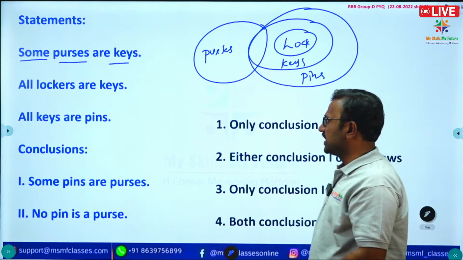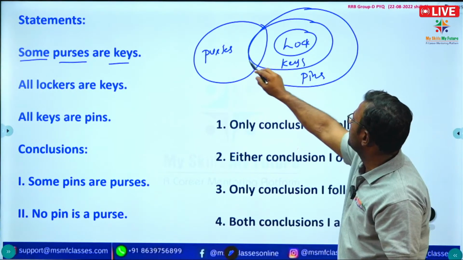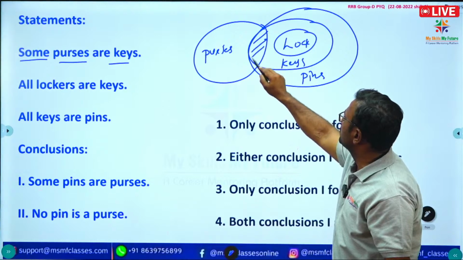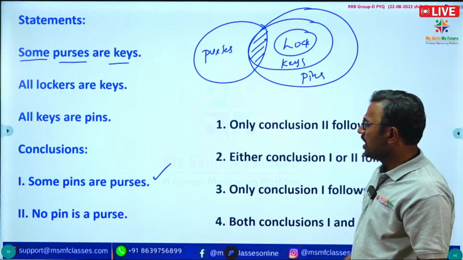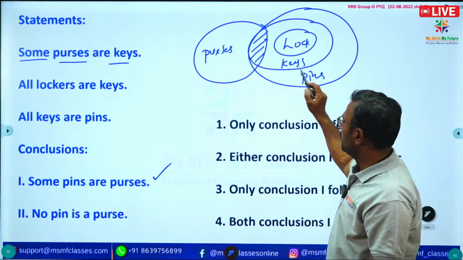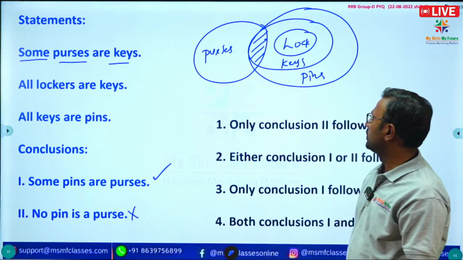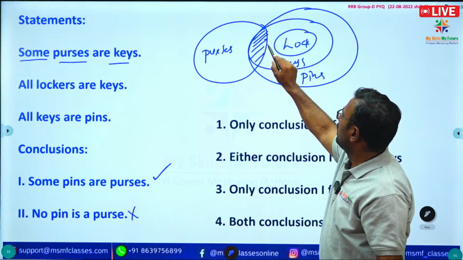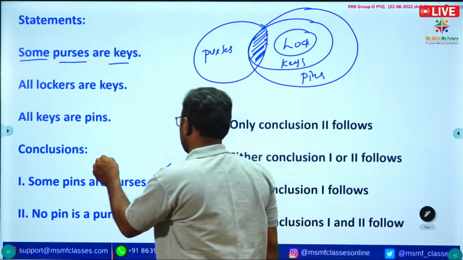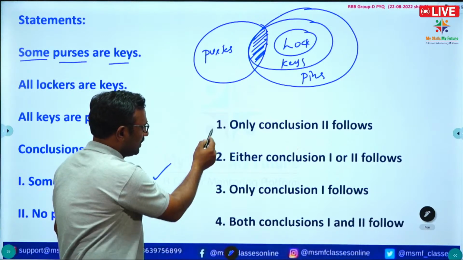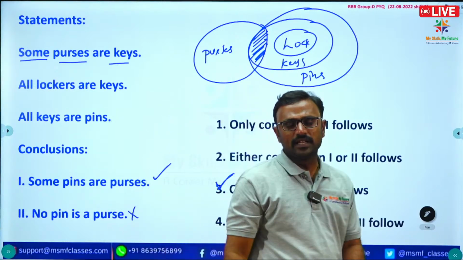So what are the conclusions they gave? Some pins are purses. Yes, some pins are purses will be satisfied. Option 1 follows. No pin is purse: if some pins are purses is true, then automatically no pin is purse is false. There is a specific diagram for some pins are purses. So only conclusion 1 follows. See the options here: only conclusion 1 follows. Option 3 is correct.